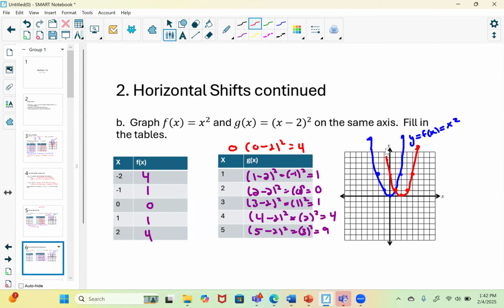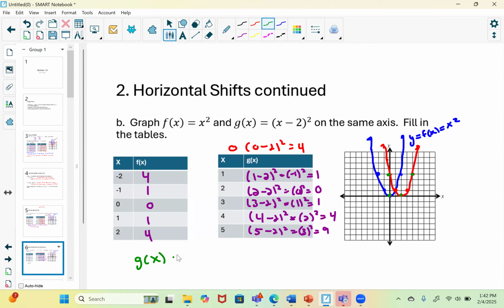And so I get this. So again, it's similar to the blue graph, but each point is shifted 2 to the right. So this point is now here, 2 to the right. This point is 1, 2 to the right. This point is 1, 2 to the right. Okay, and so again, it's opposite of what we think when it's inside.